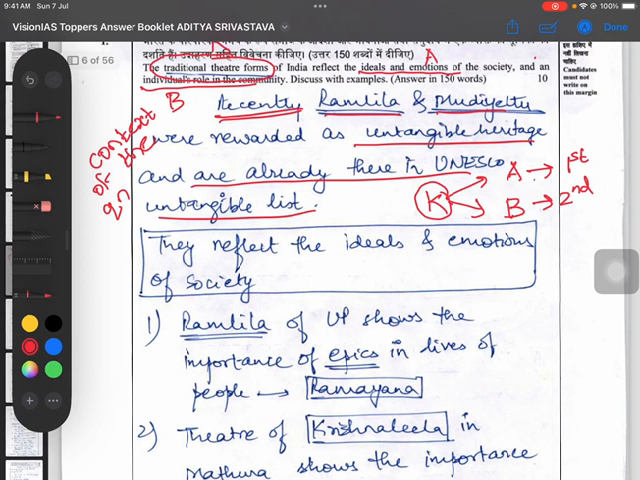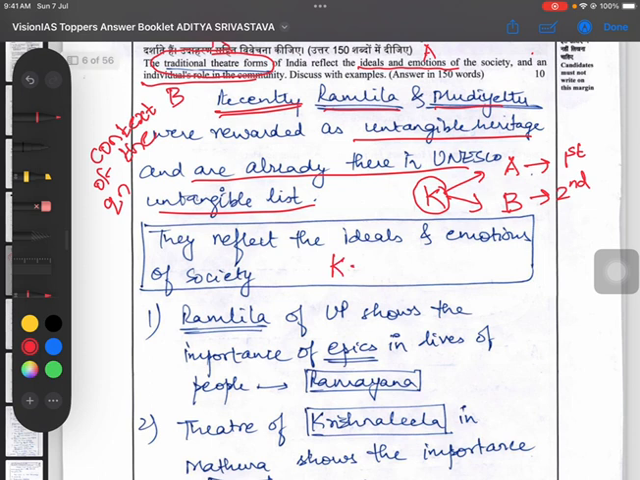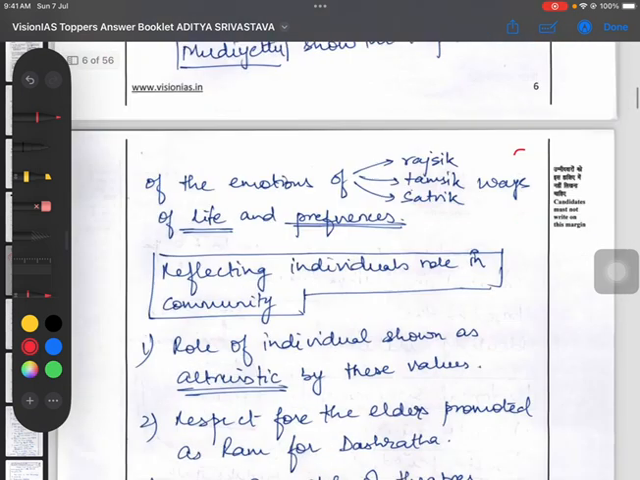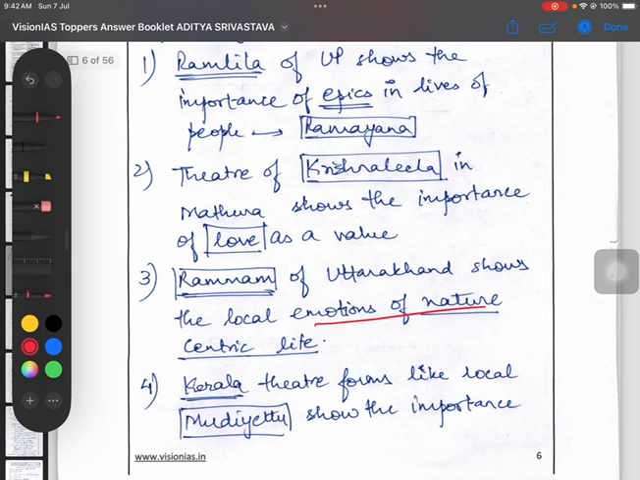So next thing is how it reflects the ideals and emotions of society. This subheading is linked to K and A. Next subheading, here K is linked to B. This is the second subheading. So in this way he deconstructed his structure.